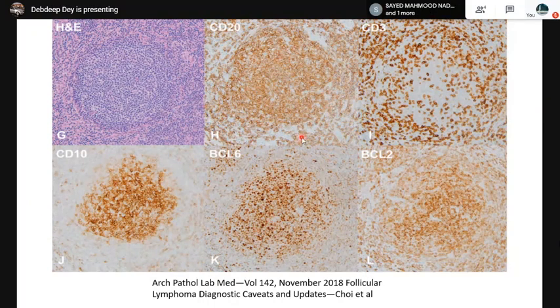And it is also positive for BCL6 and CD10. Therefore, this is a case of follicular lymphoma, because a combination of CD20 and BCL2, along with BCL6 and CD10, is diagnostic of follicular lymphoma.